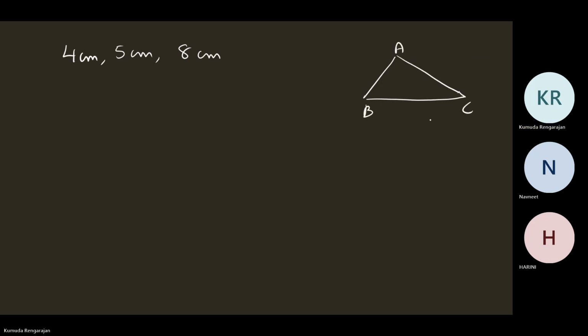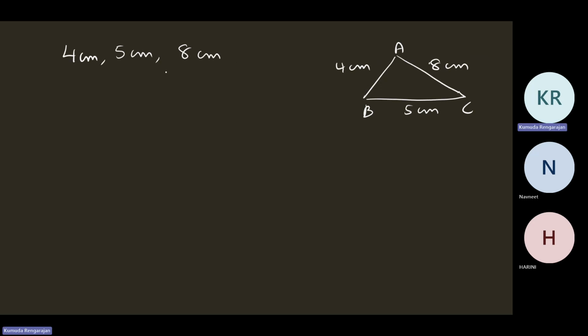Now, supposing we have the lengths of three sides like this, 4 centimeters, 5 centimeters, and 8 centimeters. Now we know a triangle has three sides, right? If you call this triangle ABC, we are trying to check if AB can be 4 centimeters, BC 5 centimeters, and AC 8 centimeters. We're trying to understand if we can form a triangle using these line segments.